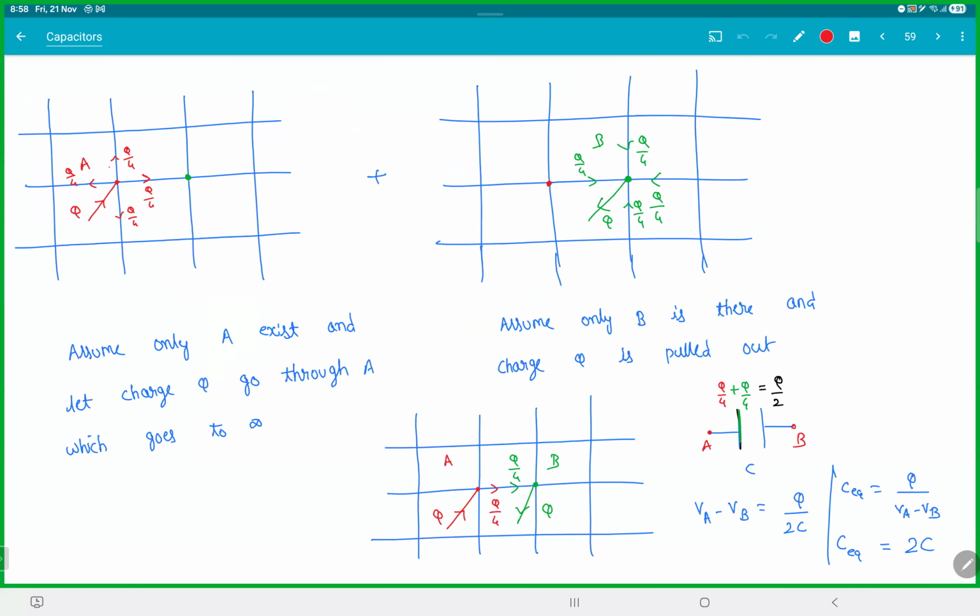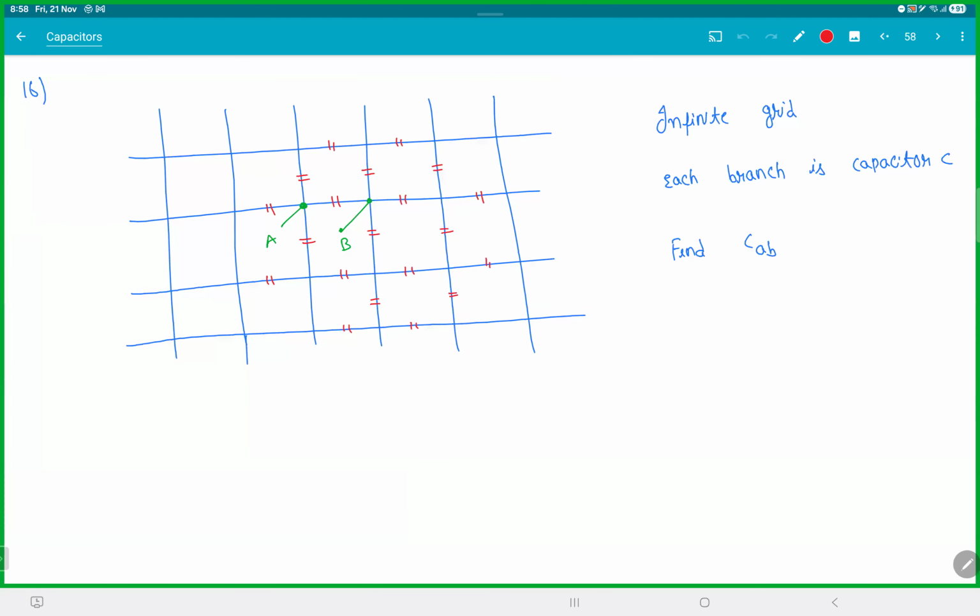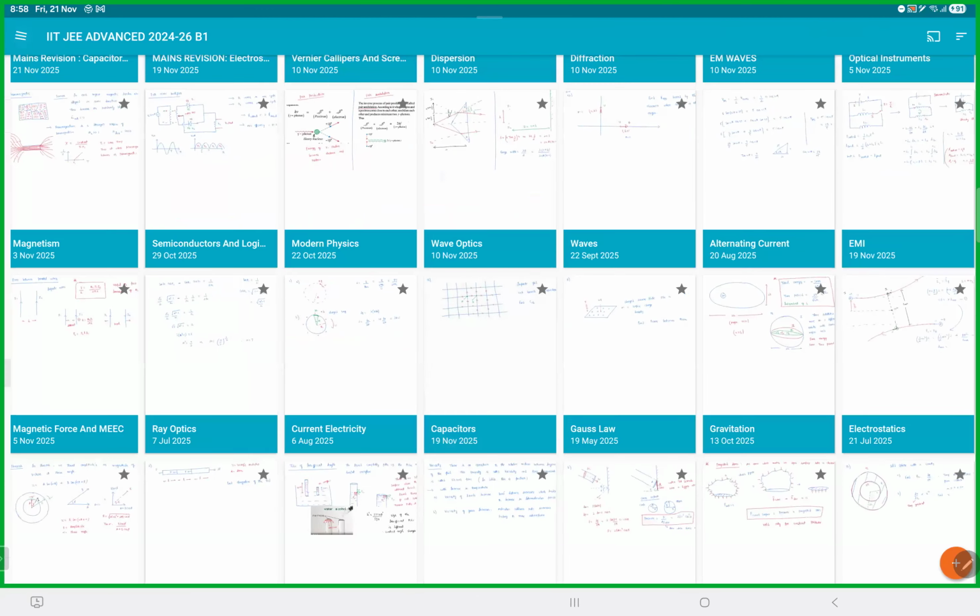There. So what is the idea in this thing? You don't send current through both of them at the same time. First you send only through A, see how the current splits. Send only through B, pull the current from B and see how it splits. And then you take the resultant of these two.